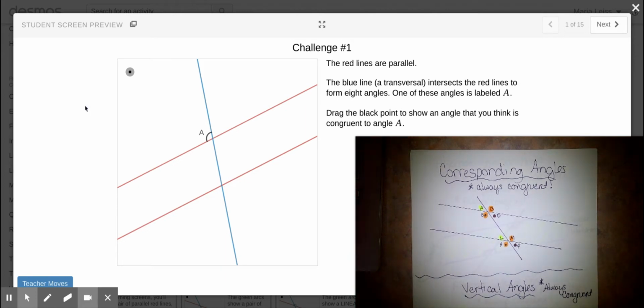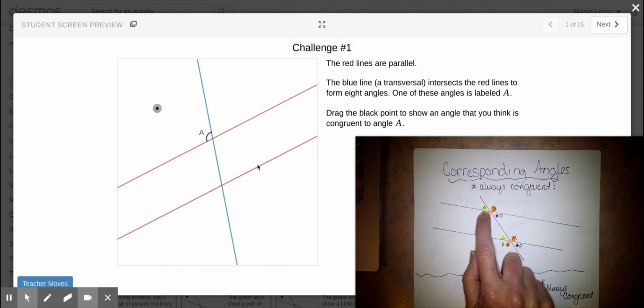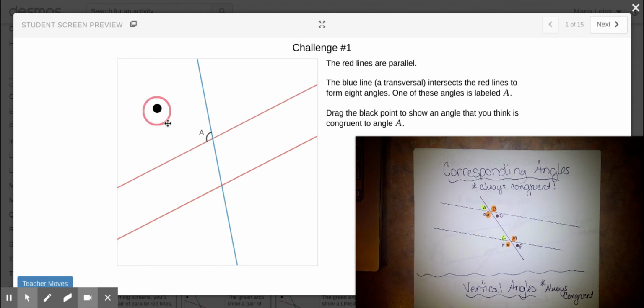It's important that you read the directions on each screen because some directions are going to ask you to do more things than others. Here you've got a picture that looks similar to this, only the lines are a little crooked. It wants you to take this black dot and drag it to show an angle that you think is congruent to A. Well, on my paper, I see A here. It's kind of in the same spot as it is on that screen. I already know that this angle down here is congruent to A based on the notes I see. So I could drag that dot down there to show that I believe these two are congruent.